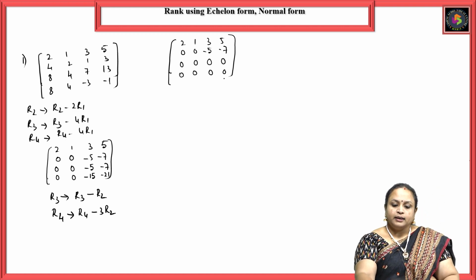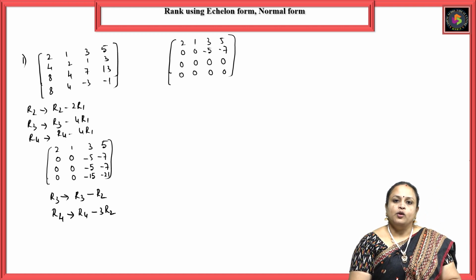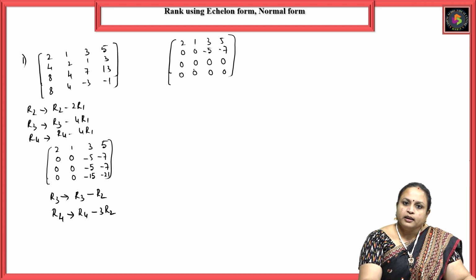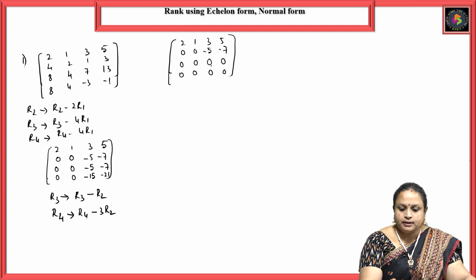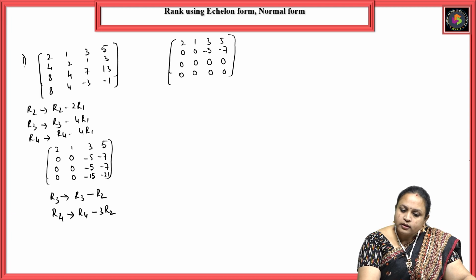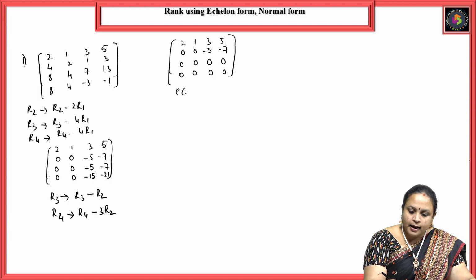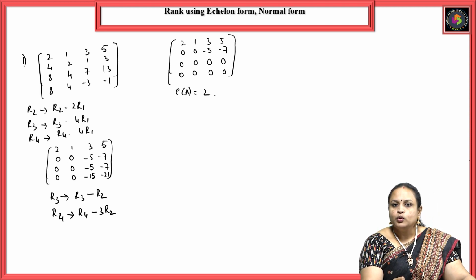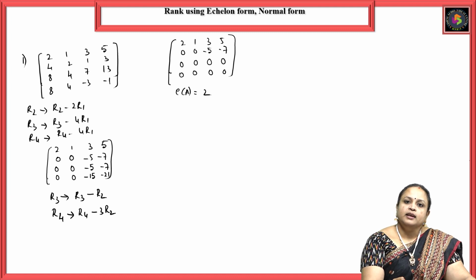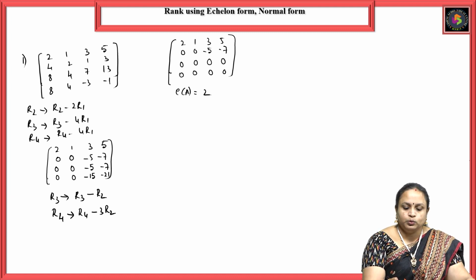Now we can say that this matrix is in echelon form. As you can see, the zero rows are placed at the bottom of the matrix, and the number of zeros before the non-zero element are constantly increasing. Now, how many non-zero rows are there? There are 2 non-zero rows, hence the rank of the given matrix is 2. As there are 2 non-zero rows, we can say that the rank of the matrix is 2.